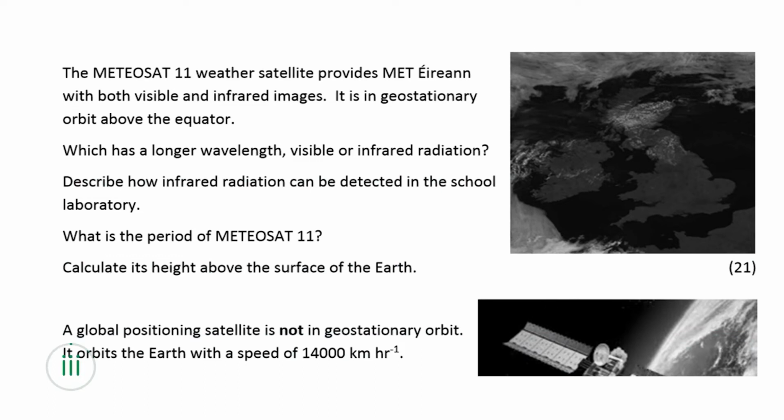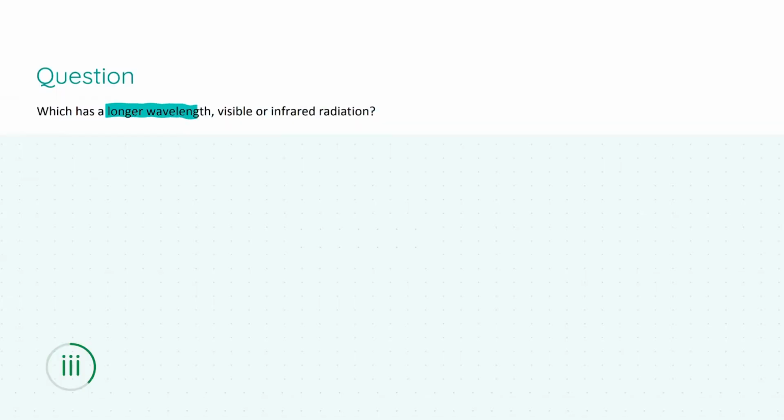On to the next section of our question, which is all about the Meteosat 11 weather satellite. And we are told it is in geostationary orbit above the equator. And we're asked a couple of questions on this subject. Okay, so in the third part of our question, we're asked which has a longer wavelength, visible or infrared radiation.